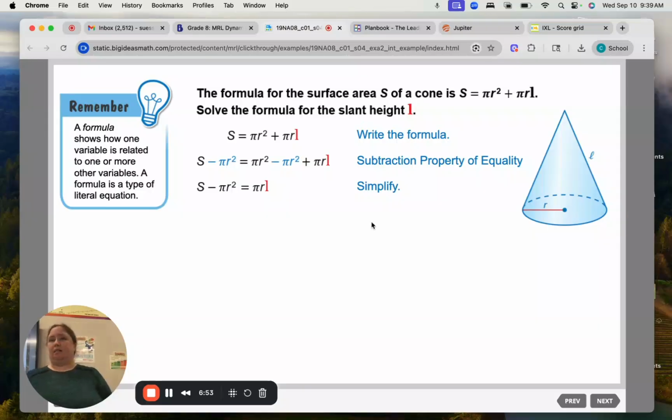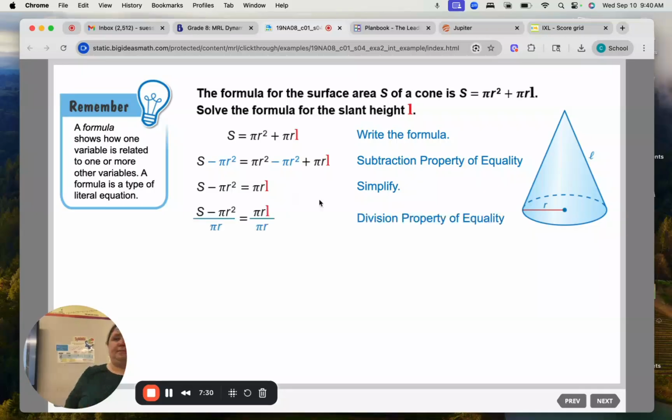Now, looking at this side where the L is, when you have a letter next to a letter, next to a symbol, what kind of math is that describing? Multiplication. So if I have pi times r times L, what is the opposite? We're going to divide. What are we trying to solve for? L, so we leave L there and only divide the other two terms, pi r. Remember, it's everything on one side divided by pi r, and everything on the other side divided by pi r.